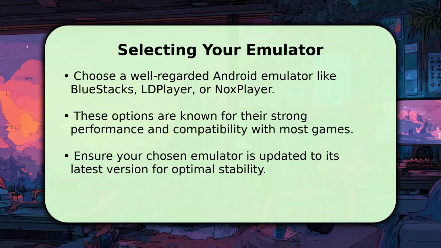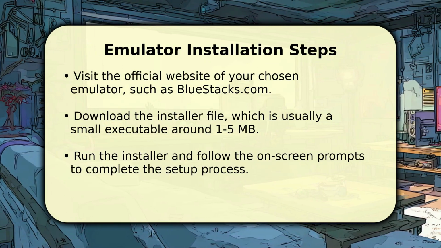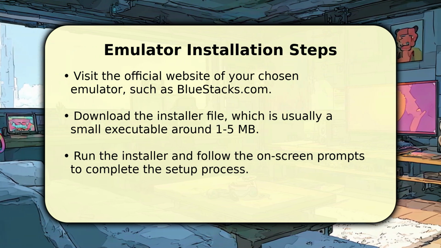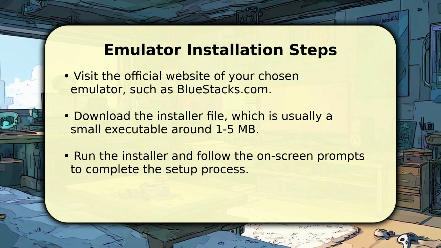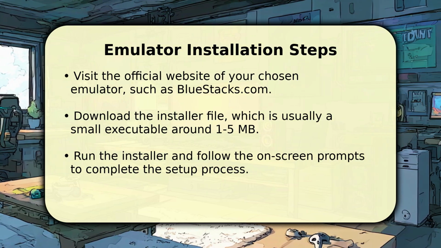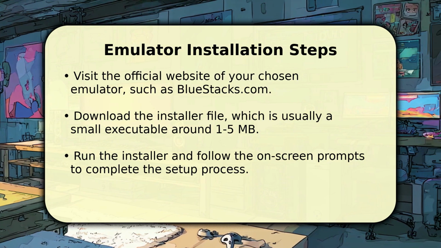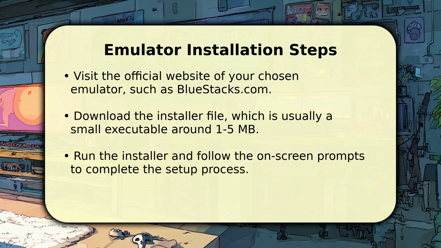Once you've chosen your emulator, head to its official website and download the installer file. For BlueStacks, for example, this file is typically small, around 1.3 MB, and it will then download the full application. Double-click the downloaded file and follow the clear on-screen instructions. The installation is quite straightforward, usually taking just a few minutes, depending on your internet speed and system specifications.